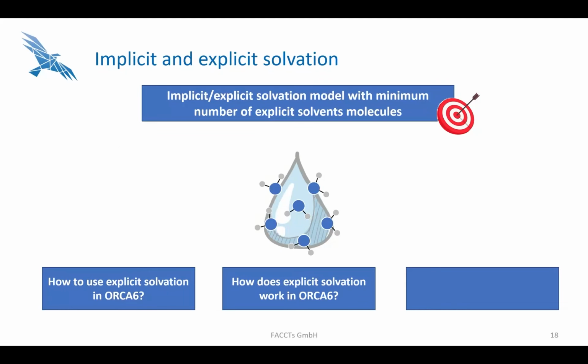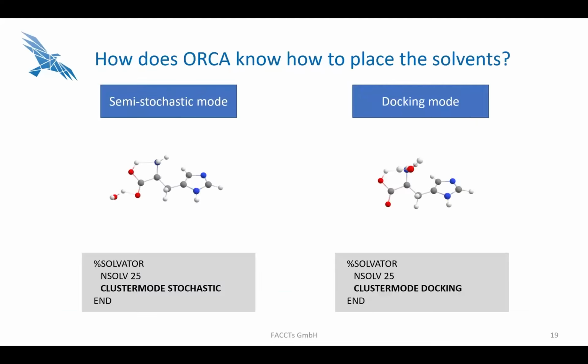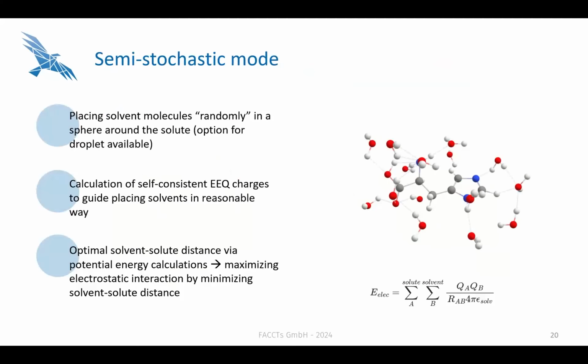Now that you know how to run such an ORCA calculation, you're probably wondering, how does ORCA even know where to place the explicit solvent molecules? So ORCA has two different ways of doing that. The first one is the semi-stochastic mode. Here ORCA places the explicit solvent molecules somewhat randomly in a sphere around the solute.